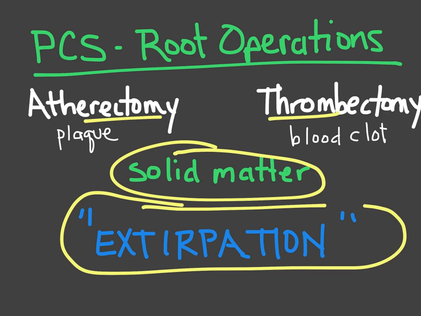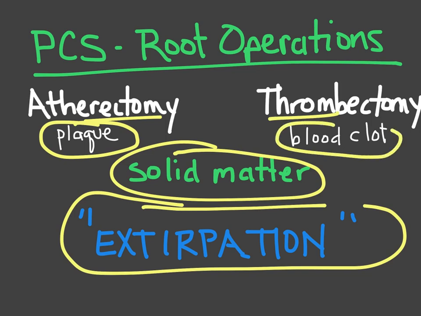So in this case, the plaque, the atherectomy, we're removing the plaque from the arteries, and the thrombectomy, we're removing a blood clot. Both of these are considered solid matter as they are abnormal biological byproducts. So again, these procedures would be coded to the root operation of extirpation.